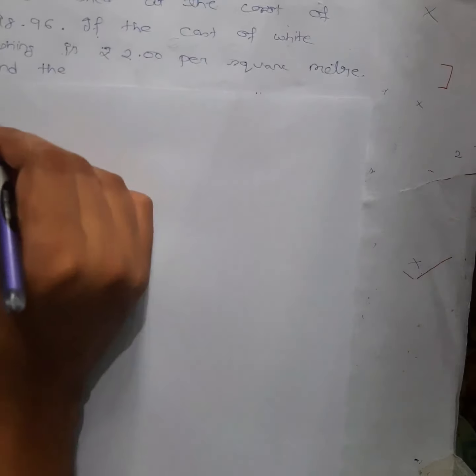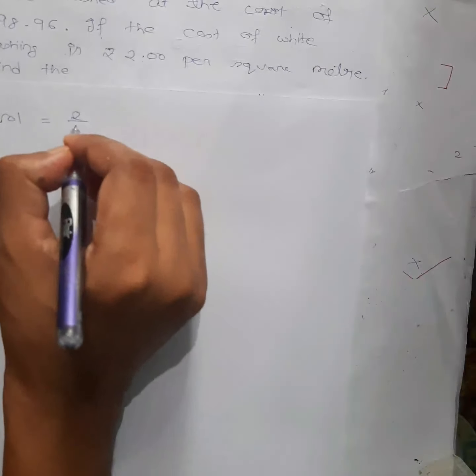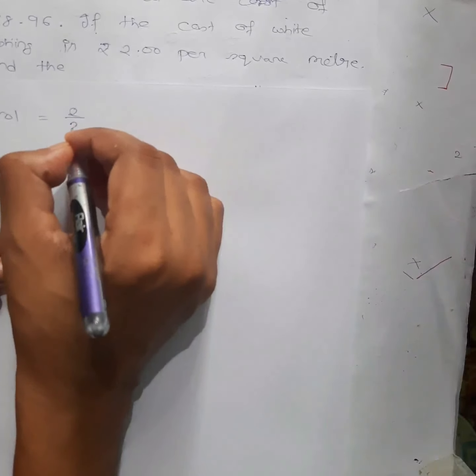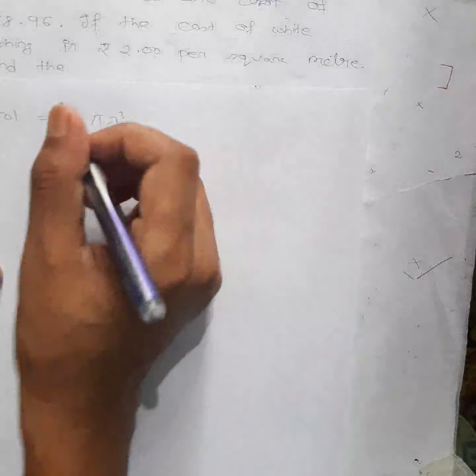So for volume, what is the formula? Volume for a hemisphere is half of a sphere, right? That is 2 by 3 pi r cube. This was the volume for the hemisphere.